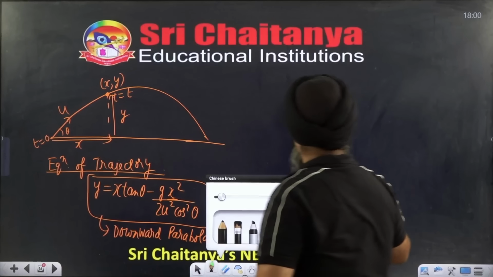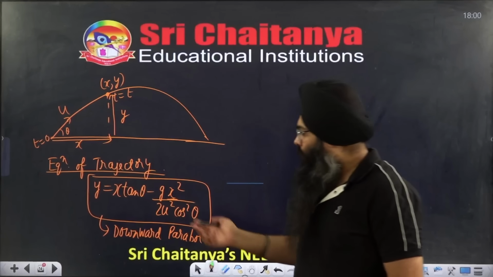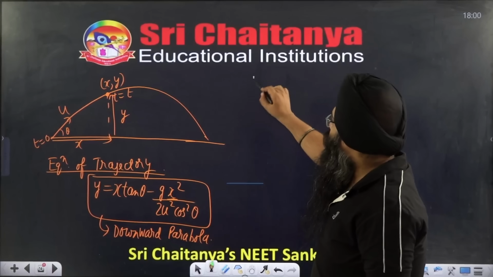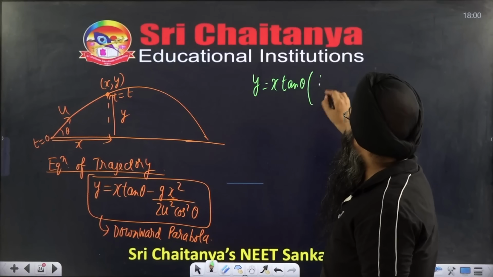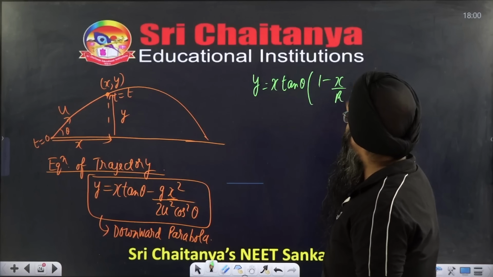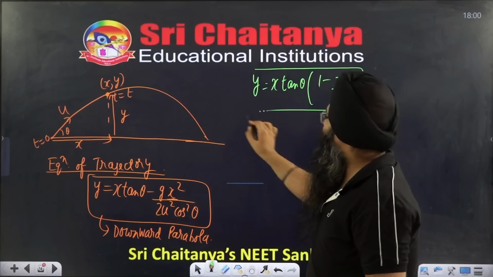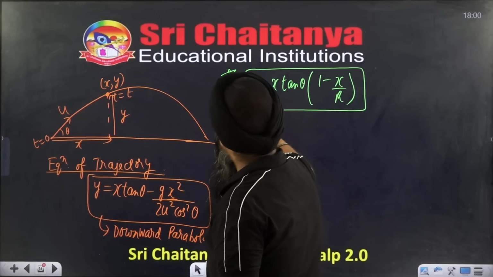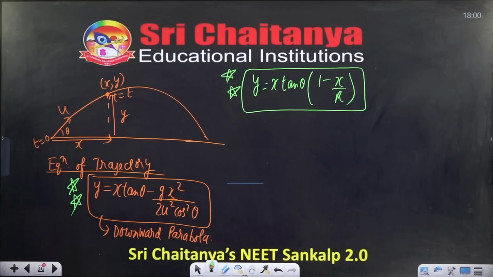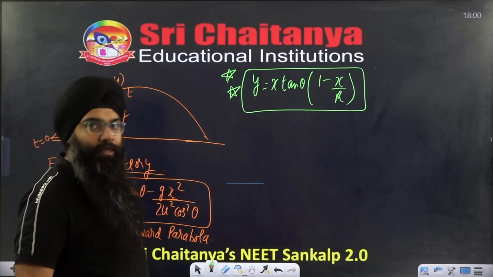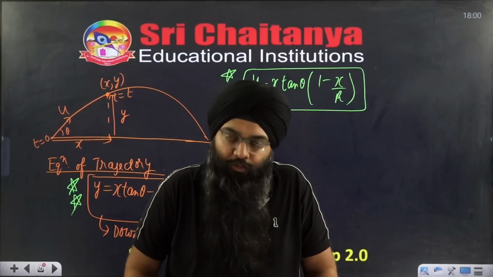There is one more equation of trajectory which is basically manipulated from this format only. That also you must remember: y is equal to x tan theta, and in the bracket you can write 1 minus x divided by R. So this is also the equation of trajectory. Both the formats are very important. You must remember these formulae and results for solving some good questions of projectile.